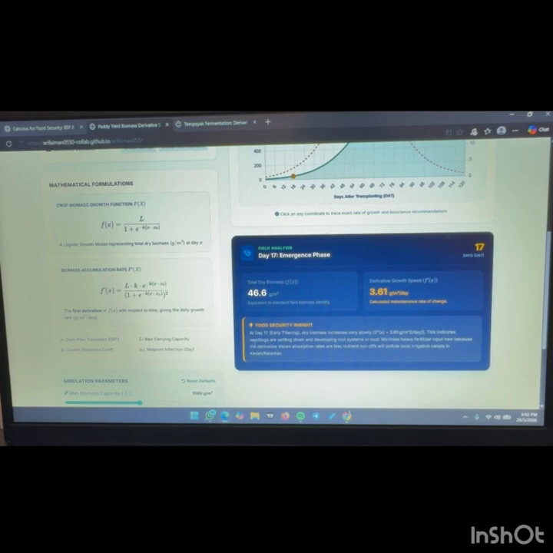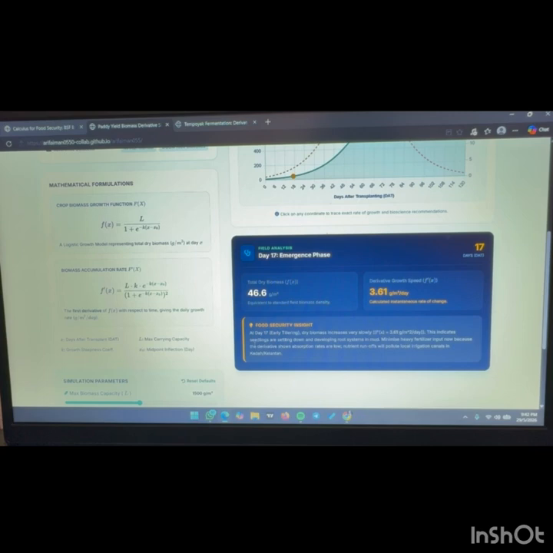Number two, growth coefficient K. This changes how steep the curve is, showing how weather or stress affects growth. Last, midpoint X. This shows the middle of the growth cycle, usually around day 60.